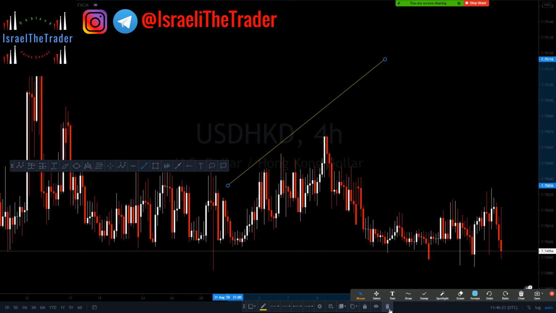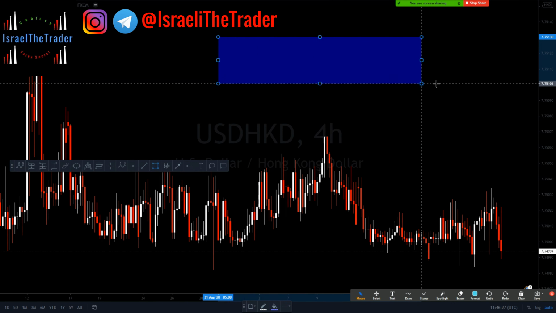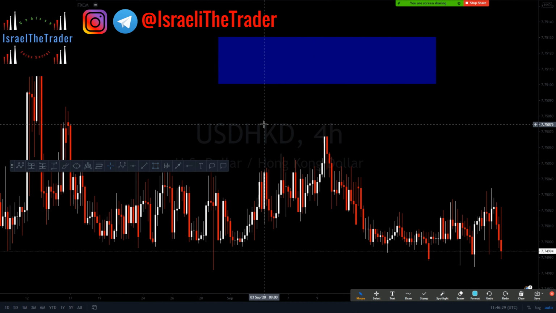And the next thing that we have right here is my rectangle, right? I use this rectangle to identify choppy zones and choppy markets. Whenever you see me put this, I'm identifying that this is actually a choppy market. I also explain to my students what a choppy market is and how they can identify it in the forex market, right?